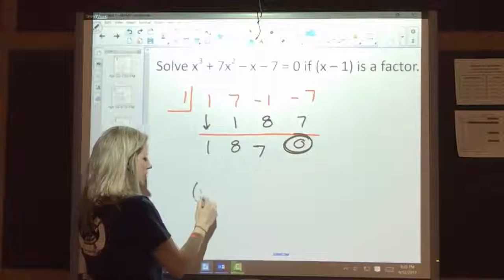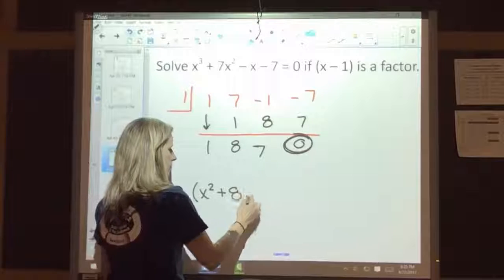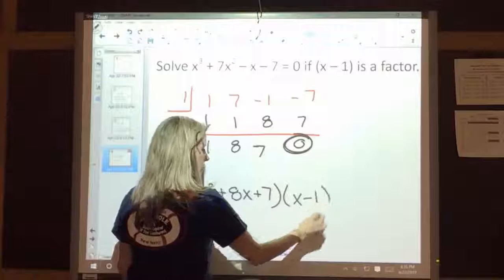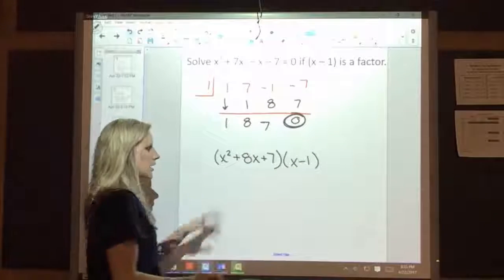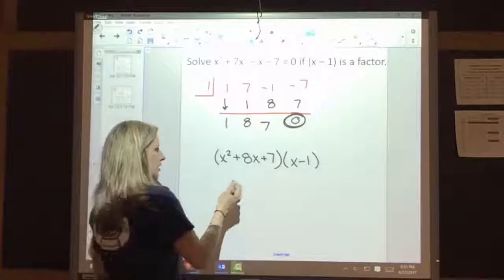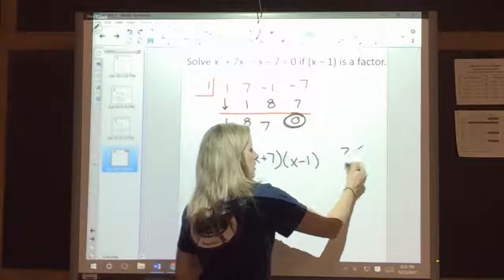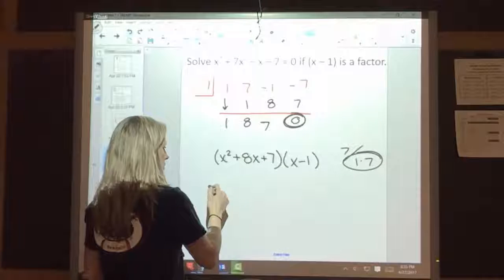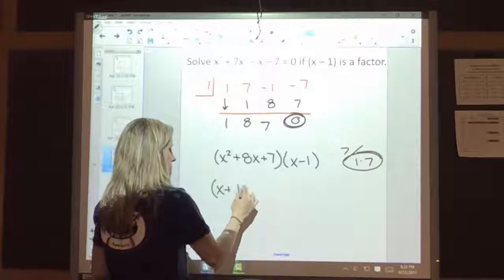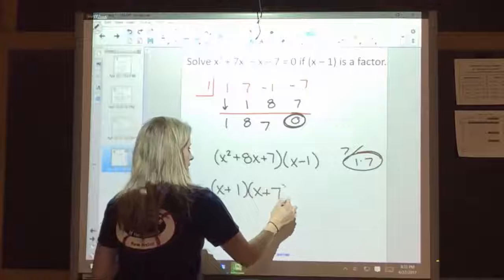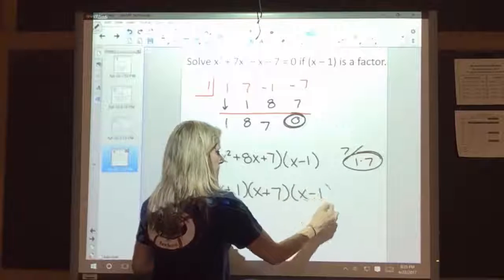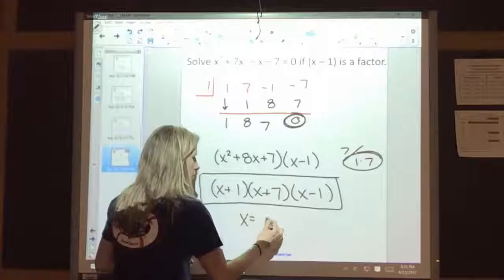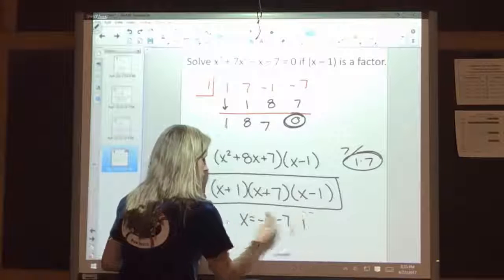Okay, so you should have gotten x squared plus 8x plus 7. And one of your factors is x minus 1. Okay, factor the first one even further. So factors of 7 are 1 times 7. So to get a positive 8 in the middle, you would do x plus 1, x plus 7, and then you have the x minus 1. Okay, so your zeros, you should have gotten negative 1, negative 7, and positive 1.